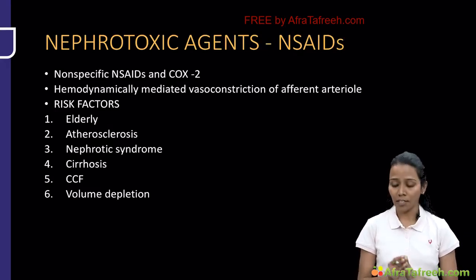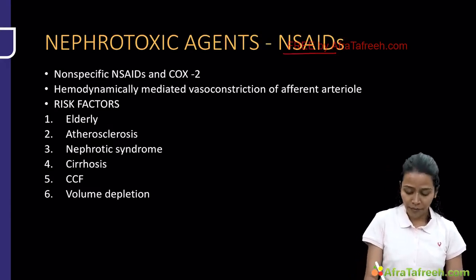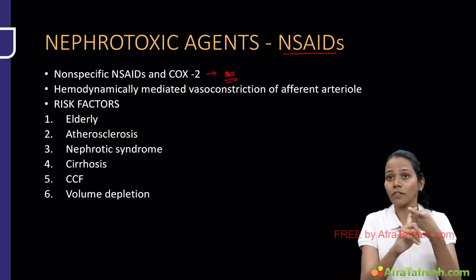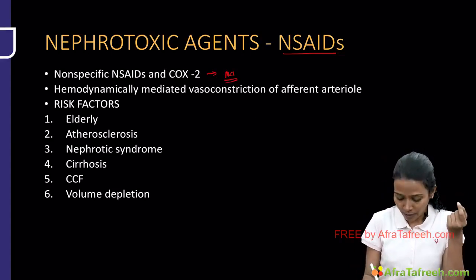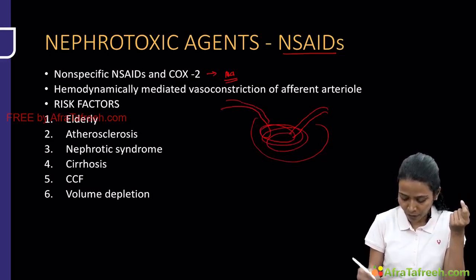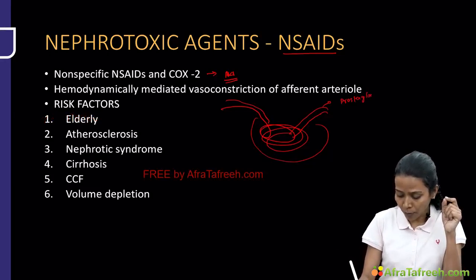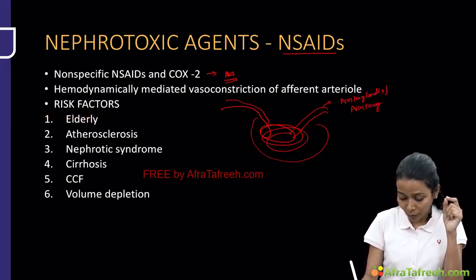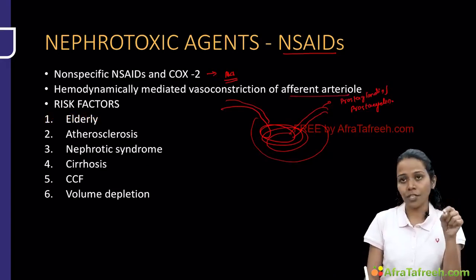Now, coming to each agent per se. First is nephrotoxic agents, or NSAIDs, causing acute tubular necrosis or acute kidney injury. Non-specific NSAIDs and COX-2 inhibitors can cause AKI. It's not that COX-2 inhibitors will not cause it. Even COX-2 inhibitors can cause AKI. We know that in the glomerulus, there is the afferent arteriole, capillaries, and the efferent arteriole. For dilatation of the afferent arteriole, prostaglandin or prostacyclin is required. So, when this is reduced because of NSAIDs, afferent arteriolar vasoconstriction happens.